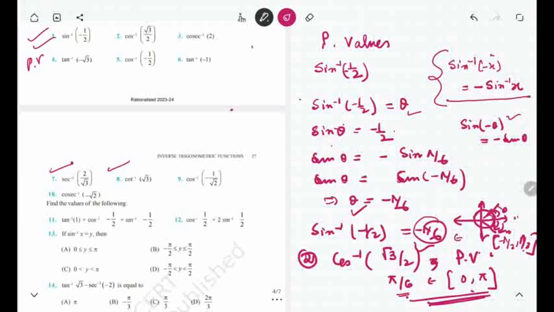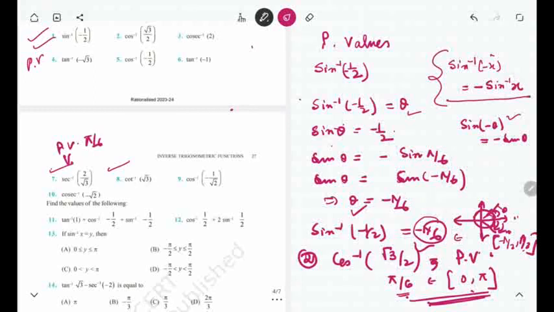This is simple. Sec's value is 2 by root 3, so cos's value is root 3 by 2. When is cos root 3 by 2? When it is pi by 6. So I am going to write down the answer here. The principal value for this question, for sec it will be the reverse, cos of pi by 6, so pi by 6 will be the answer.